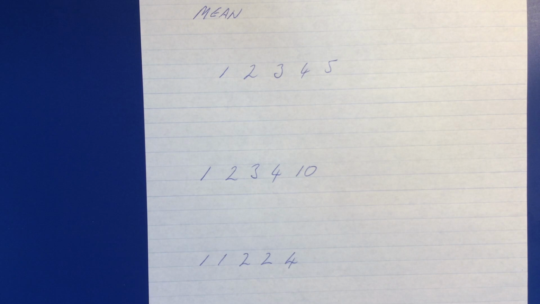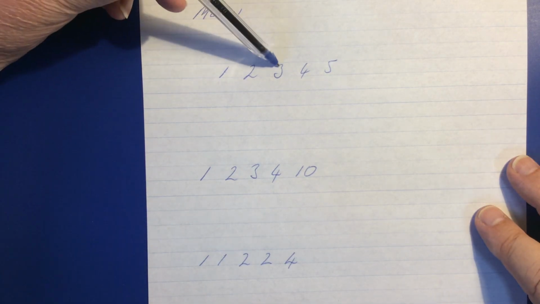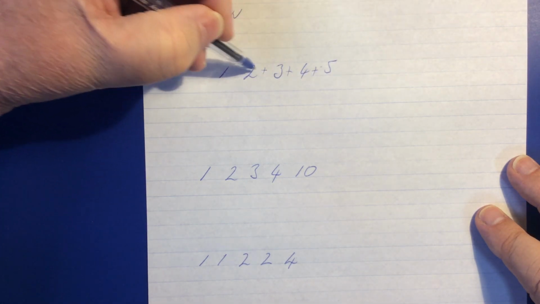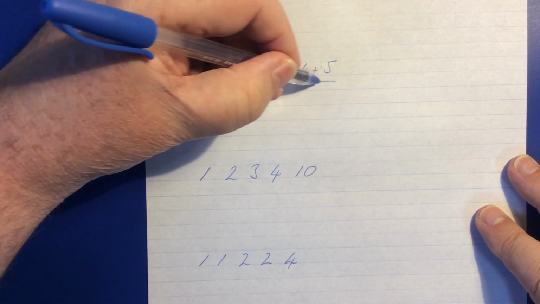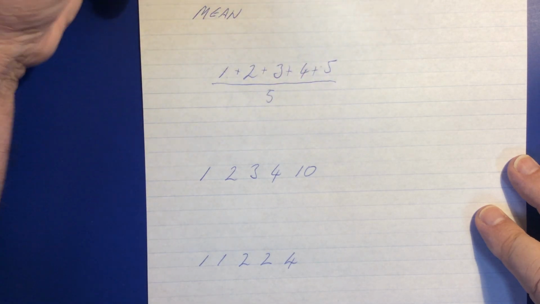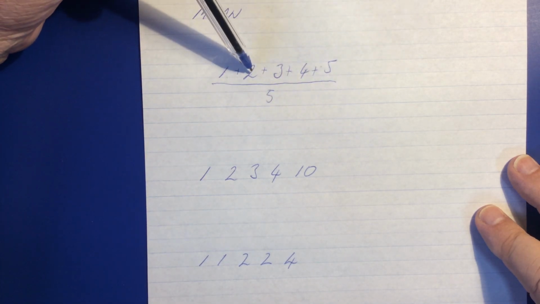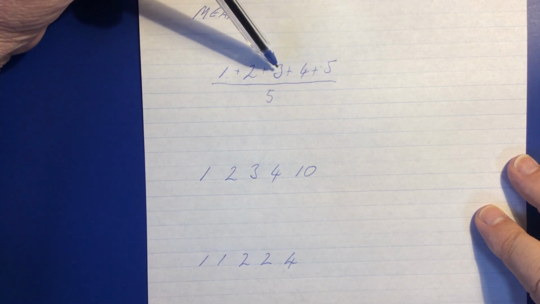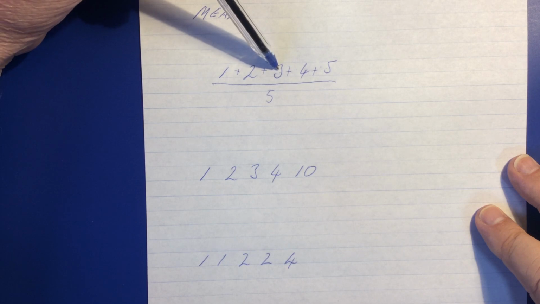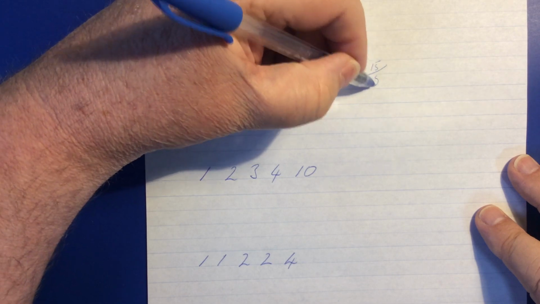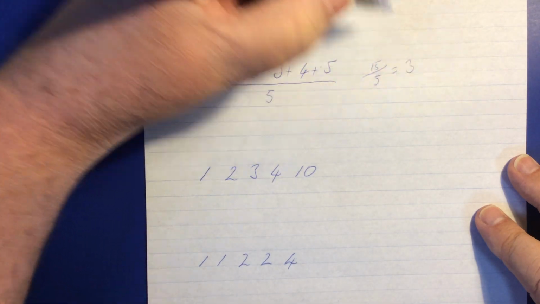The mean, it doesn't matter. How do you find a mean? You add up all of the values and you divide by the number of values. 1, 2, 3, 4, 5 values. Okay, let's go. 5 and 4 is 9, and 3 is 12, and 3 is 15. 15 divided by 5 equals 3.